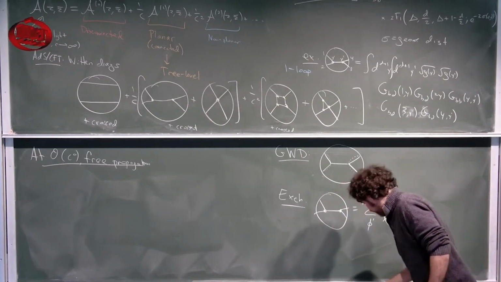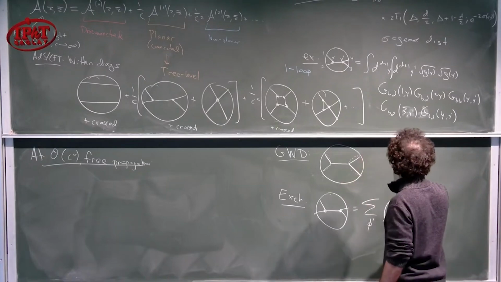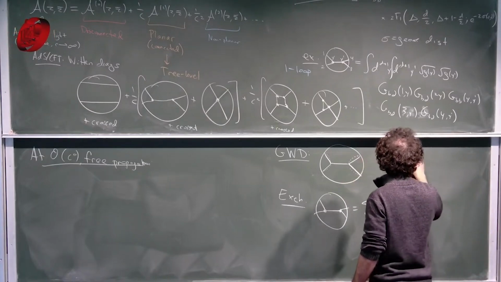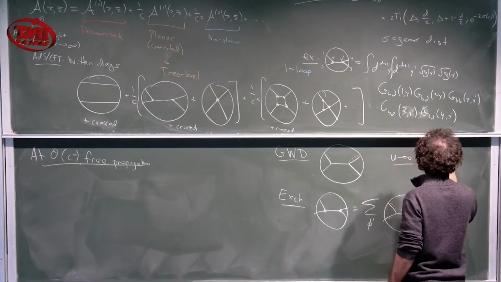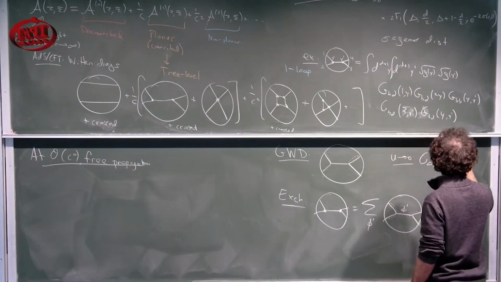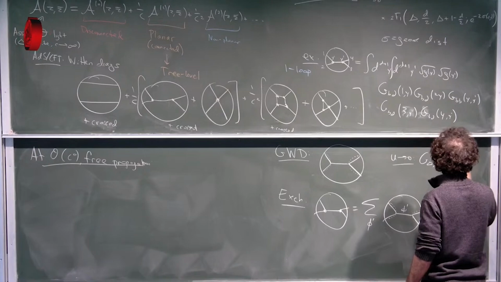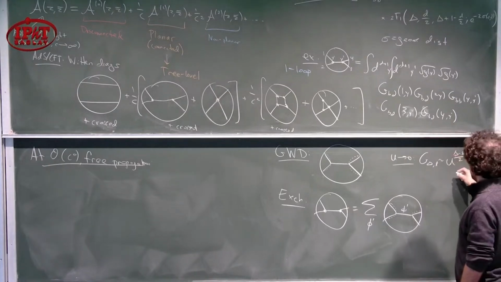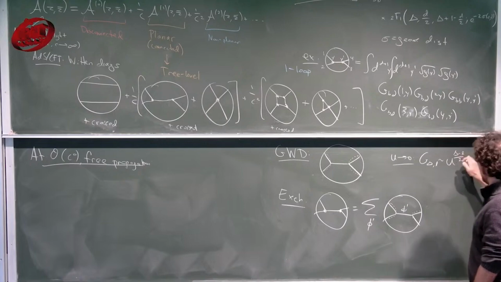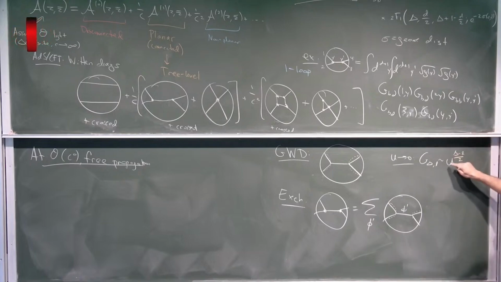And why is that? From the boundary point of view, the block, as u goes to 0, goes like u to the (delta minus L)/2. This is the internal twist. So when this is 0, that's 1. But for all non-zero twist operators, this is suppressed by some power.